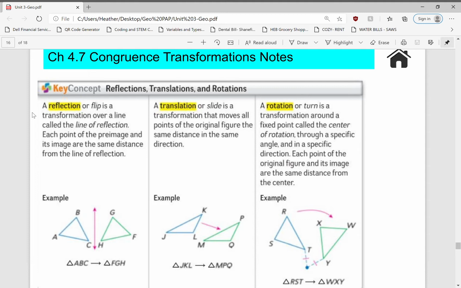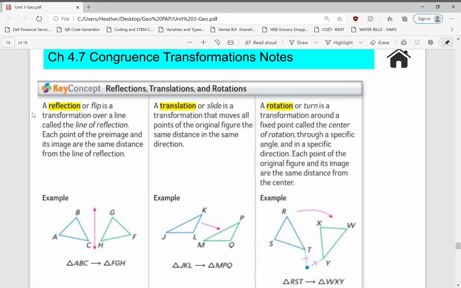The second type of transformation is a translation. A translation or a slide is a transformation that moves all the points of the original figure the same distance in the same direction. So again, if we start with the blue triangle, notice how all it did was move. It slid over. So from the blue to the green, all it did was slide in that direction.